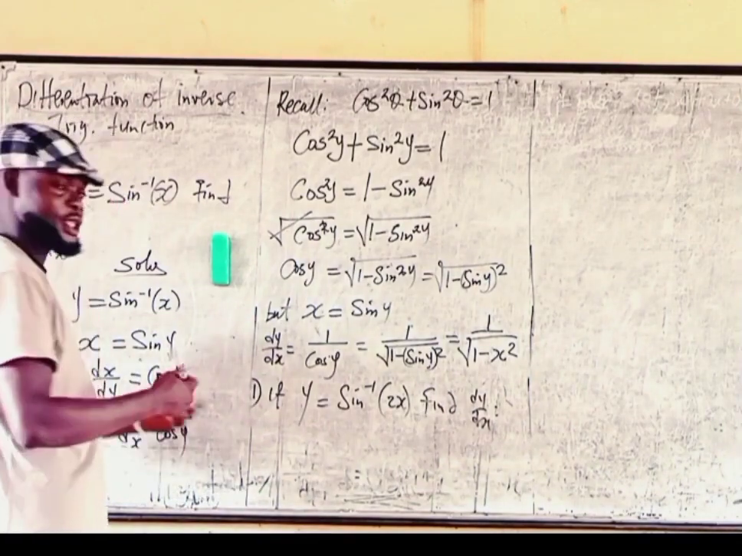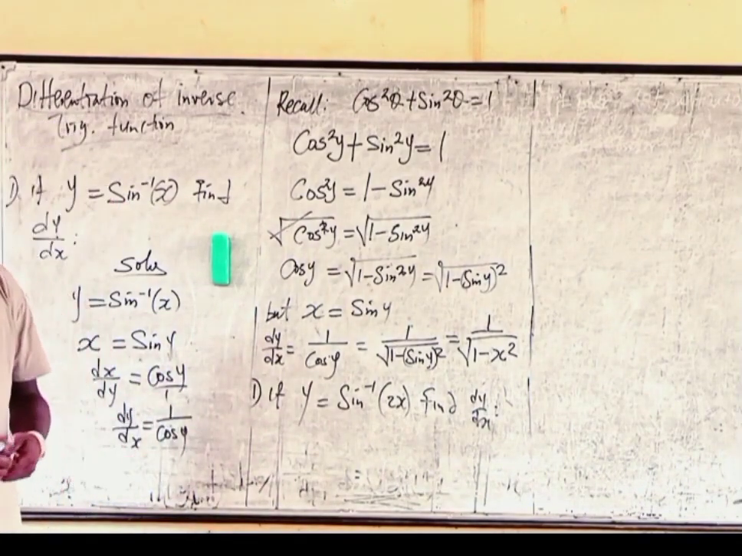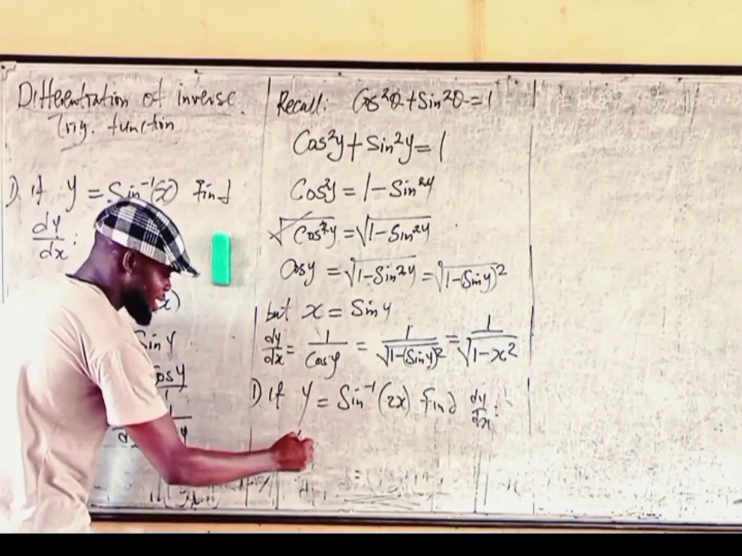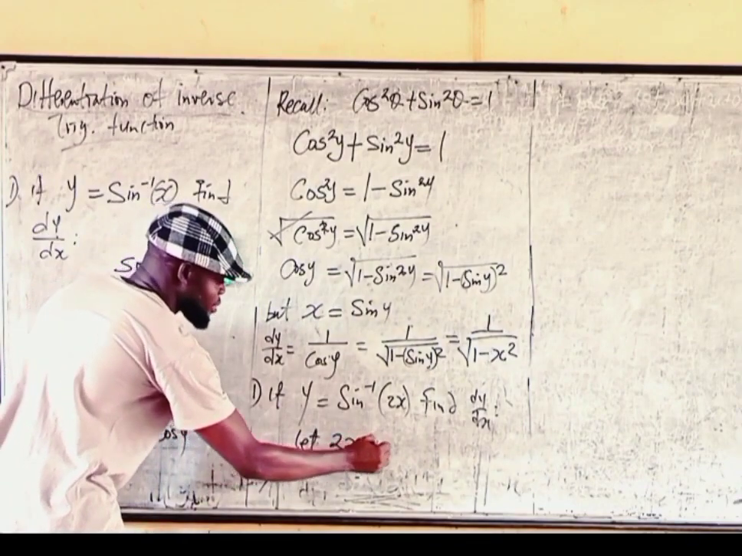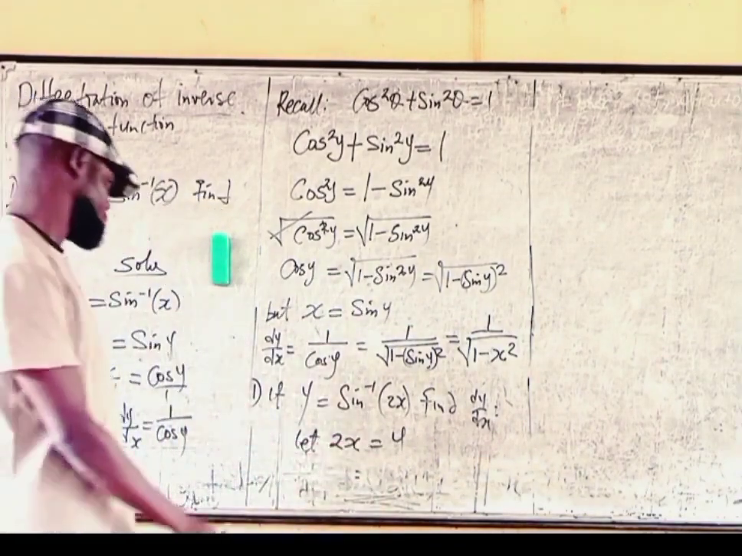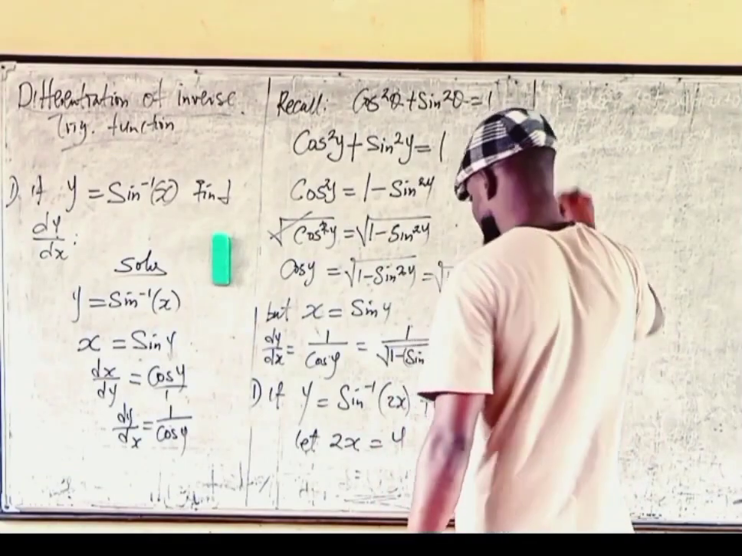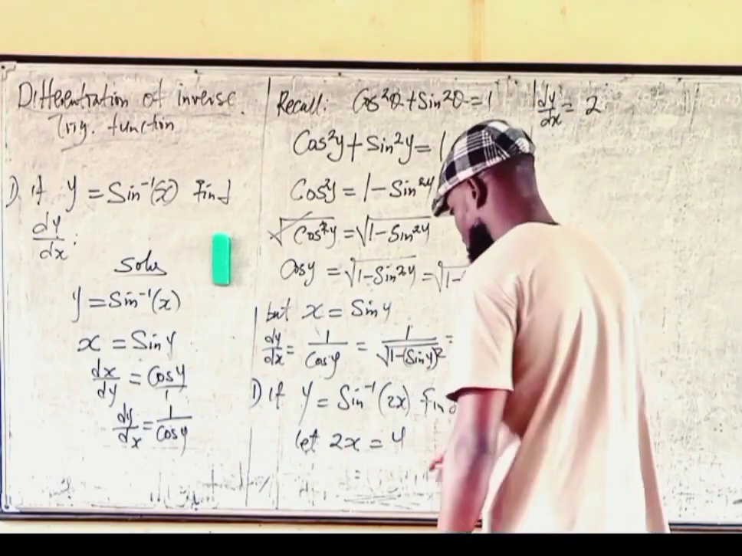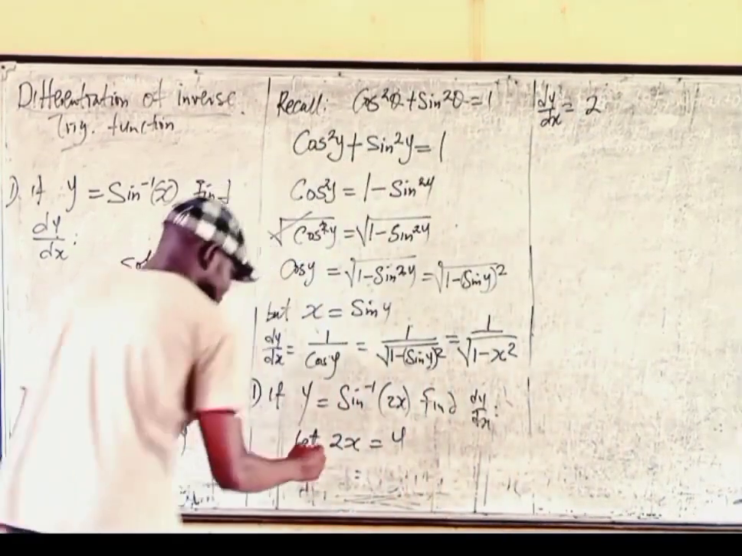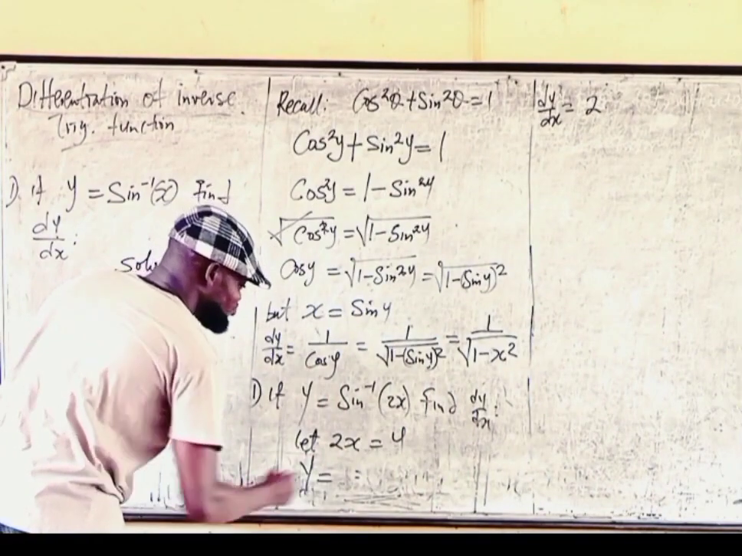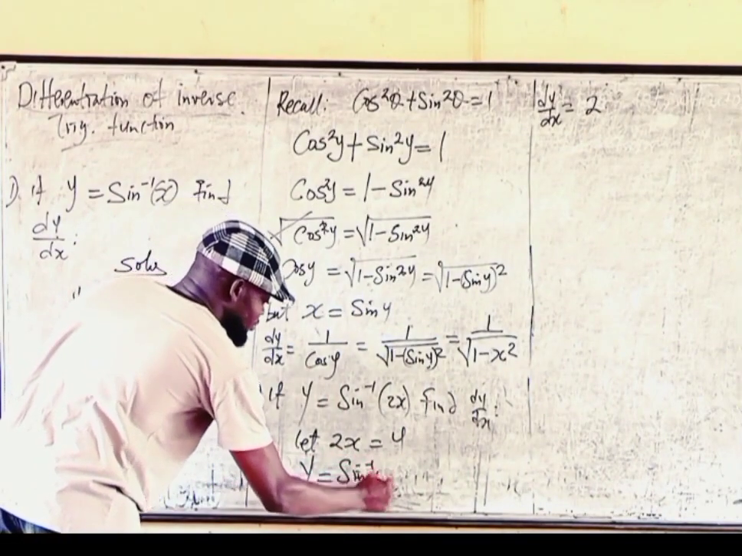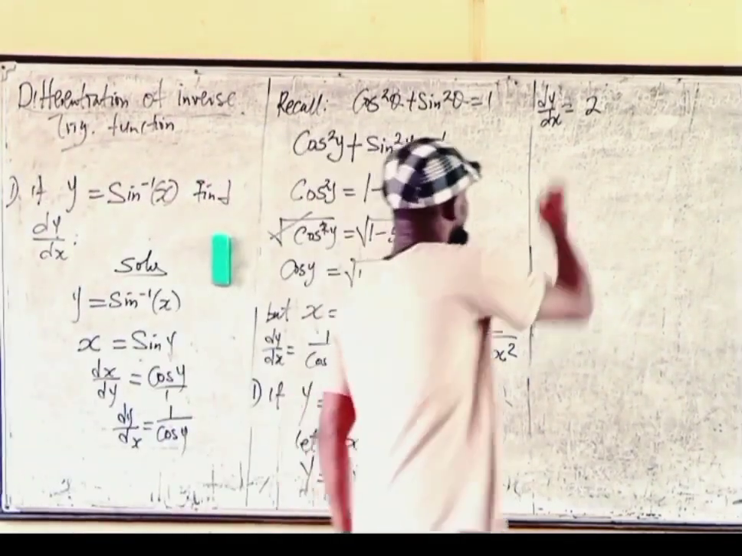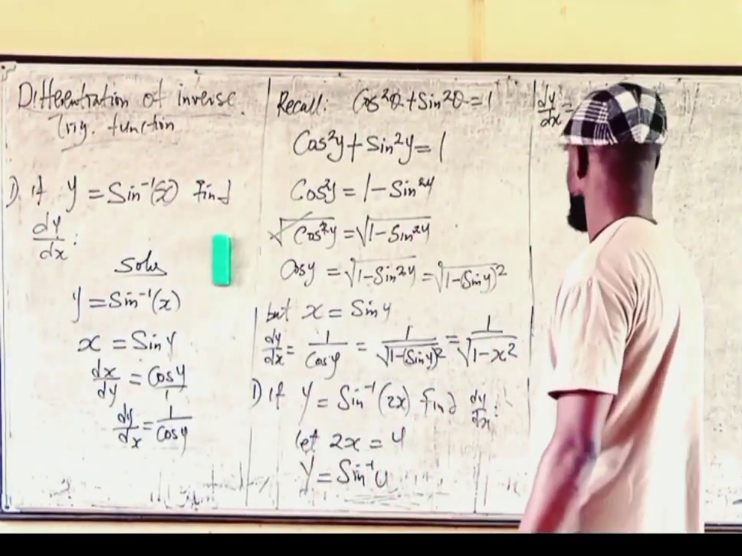Well, let's come from the chain rule. Let's go from the chain rule. Since it's not just x, let 2x equal u, so that our du over dx will be 2. And we can say the equation will now be equal to sine inverse of u. Because if we let 2x equal u, then if you differentiate u, we are going to get 2.